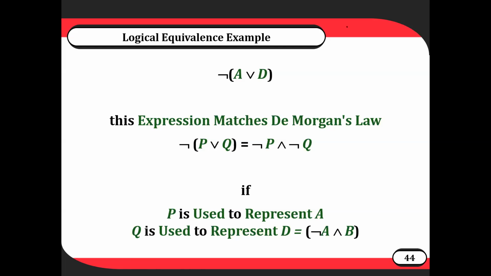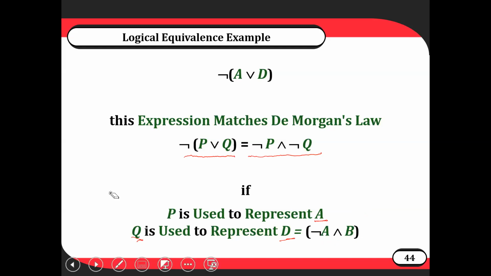Okay, so not (A or D) matches De Morgan's law. De Morgan's law is: not (P or Q) is equivalent to not P and not Q. So we can replace P with A and Q with D and apply De Morgan's law and get not A and... this should be D. Oh no, sorry. So D is equivalent to this expression.